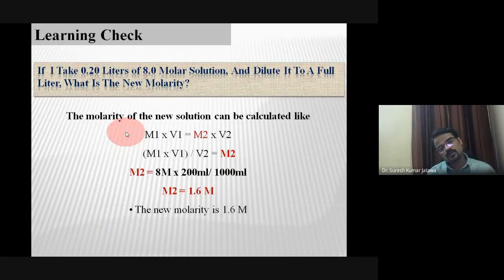Learning check, one more question. If I take 0.2 liters of 8 molar solution, both things are known. You are taking 0.2 liter from the 8 molar solution and diluting it to a full liter, meaning 1000 ml. What is the new molarity? Now you have to calculate M2. This is V1, this is V2, and this is your M1. It is 8 molar. So when we put these values into the equation and calculate for M2, it becomes 1.6 molar.